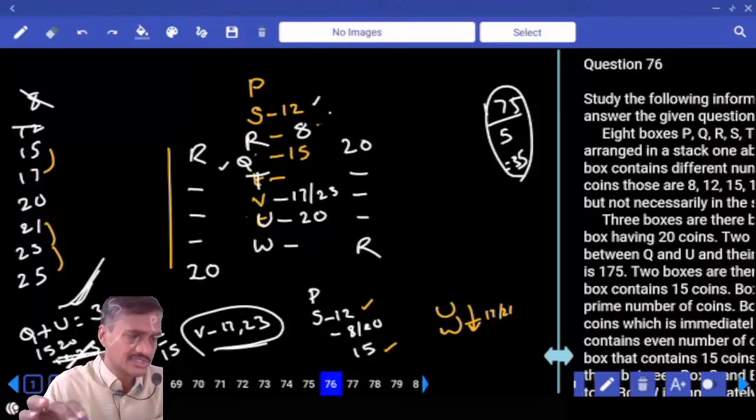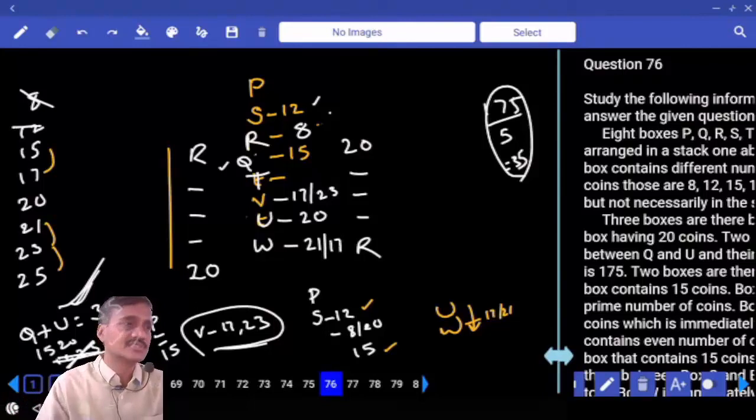And next one, S contains 12, which is immediately next to an even number, and next to that box is 15. Three boxes between S and V, and V is below S. W is immediately next to U and contains either 21 or 17. That means either V or W must have 17. The difference between P and T is 2. Then what are the remaining elements left over?